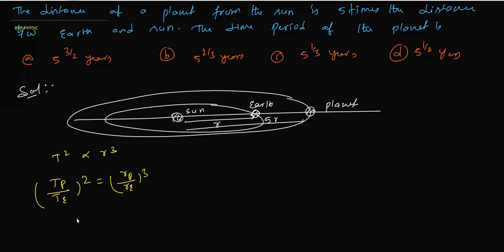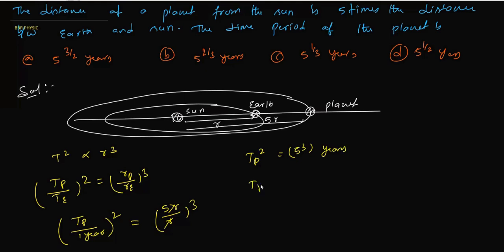So if we substitute here, T planet divided by 1 year, for Earth takes 1 year to completely revolve around the Sun. R planet is 5R, divided by R whole cube. R gets cancelled. Therefore, T planet square equals 5 power 3 years. Therefore, T planet equals the square root, which is power 1 by 2, so 5 whole power 3 by 2 years. So option A is correct for this question, which we can tell as the answer here.